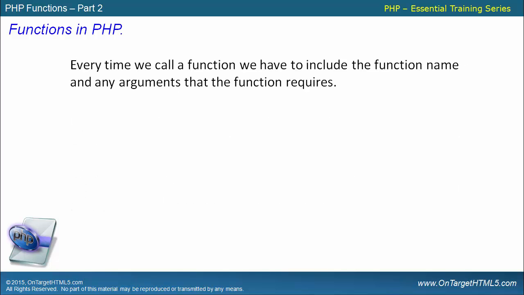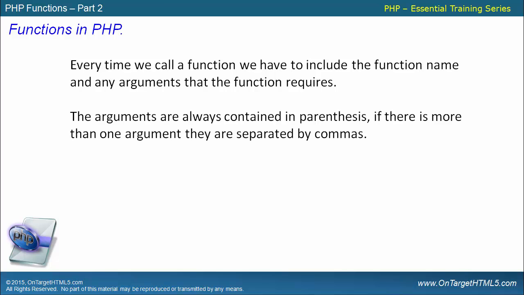Every time we call a function, we have to include the function name and any arguments that the function requires. So if the function does require arguments, we've got to pass those in when we call the function inside the parentheses. And they'll always be separated by commas. So the arguments are always contained in parentheses. And if there's more than one, we always separate them by commas.